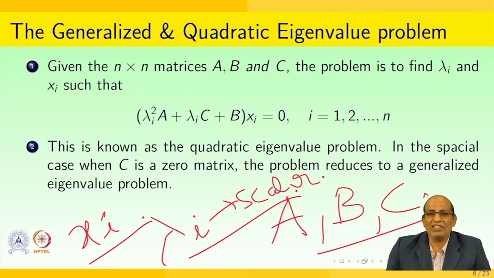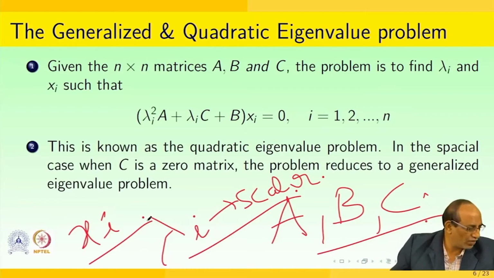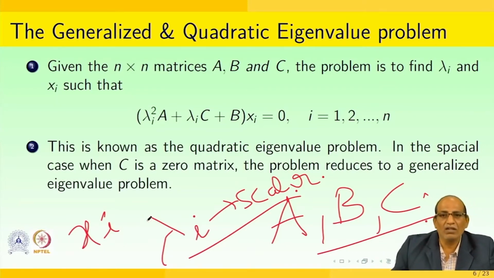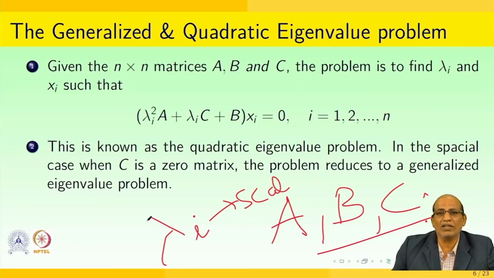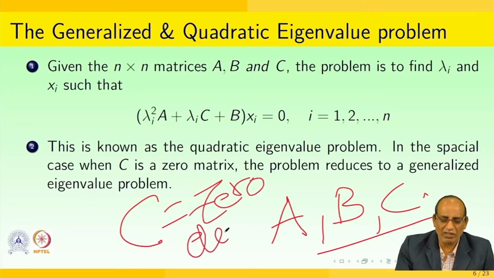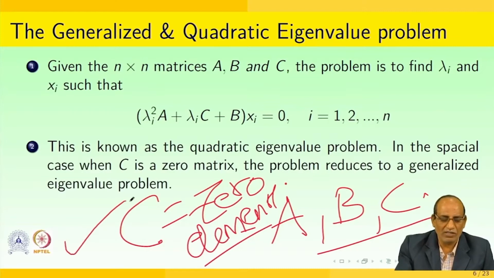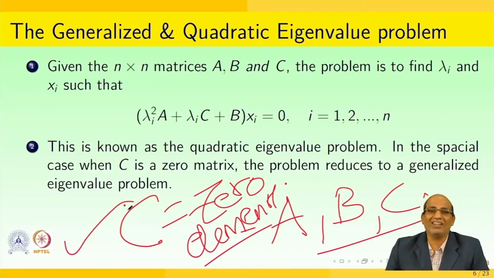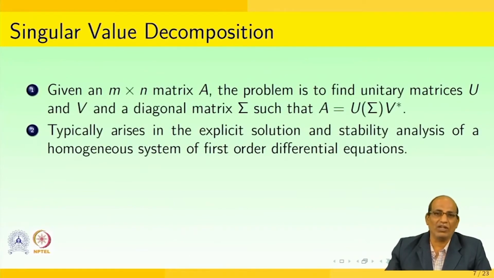But a special case of this is what we call the quadratic eigenvalue problem. What is the quadratic eigen problem? For example, if C happens to be the zero matrix, that means all the entries of the matrix are zero, then the problem reduces to a generalized eigenvalue problem. So the generalized eigen problem is much simpler than the usual method, that is lambda I square A plus lambda I C plus B times xi is equal to 0.